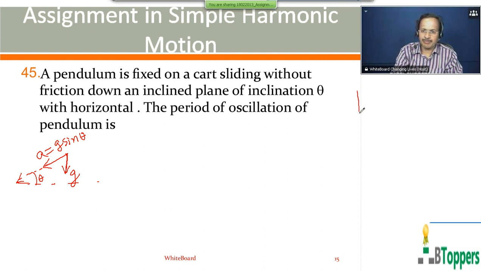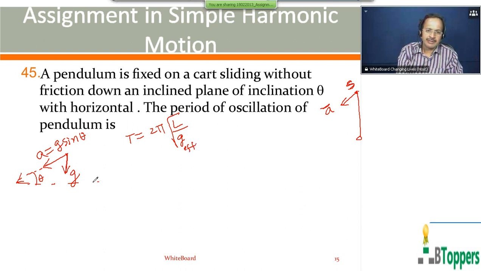As I told you, if the point of suspension of a simple pendulum is moved with an acceleration a bar with respect to the observer on the ground, then the time period of small oscillations is given by 2π root of L by g effective, or g dash, where g effective or g dash is equal to mod of g bar minus a bar. g bar is the acceleration due to gravity at the given place. a bar is the acceleration of the point of suspension with respect to the observer on the ground.